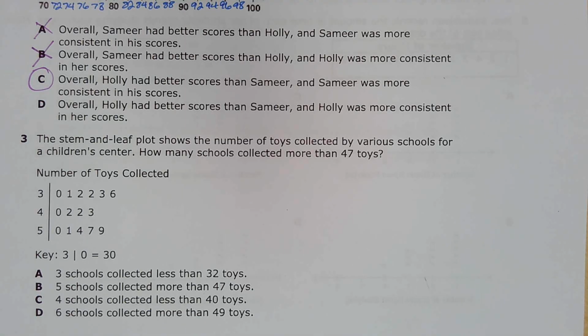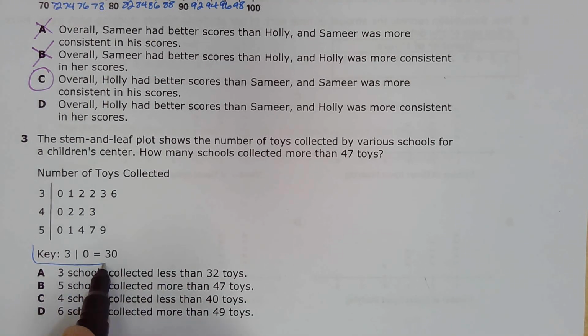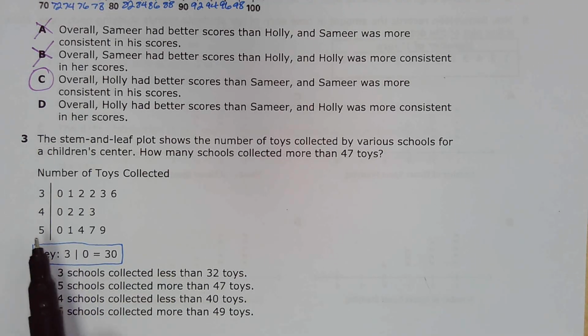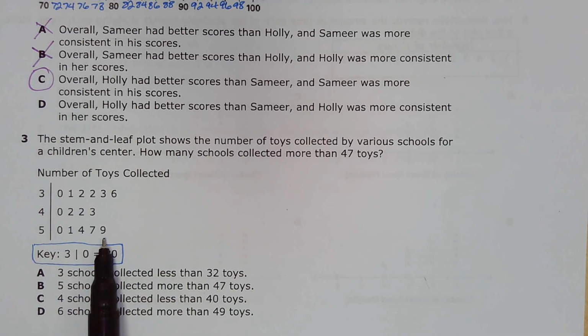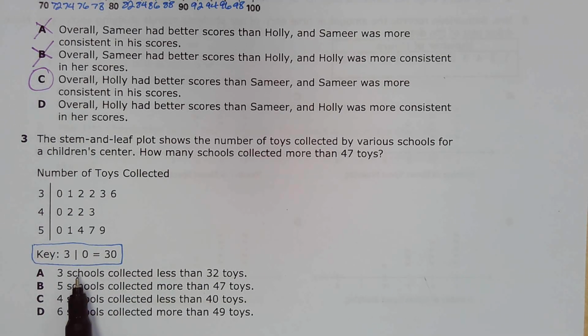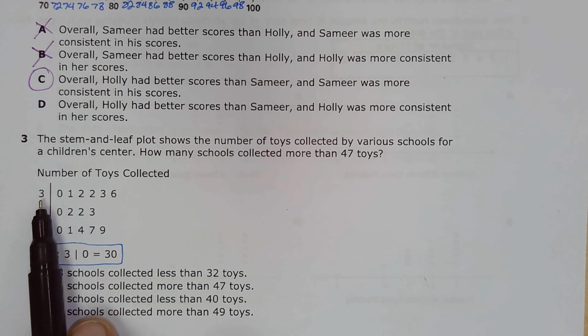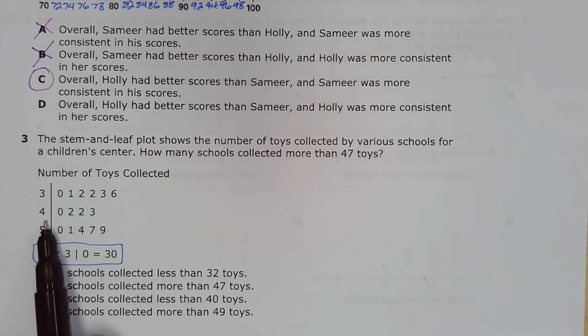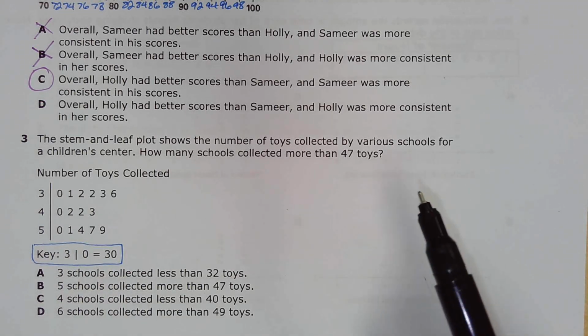All right, cool. So, stem and leaf plot. The biggest thing here is we're talking about our key. We have a key. So 3, here's our separation between our stem and our leaves, right? And then 0. But all that means is 30. So this is 30, 31, 32, 32, 33, 36, 40, 42, 42, 43, and so forth.